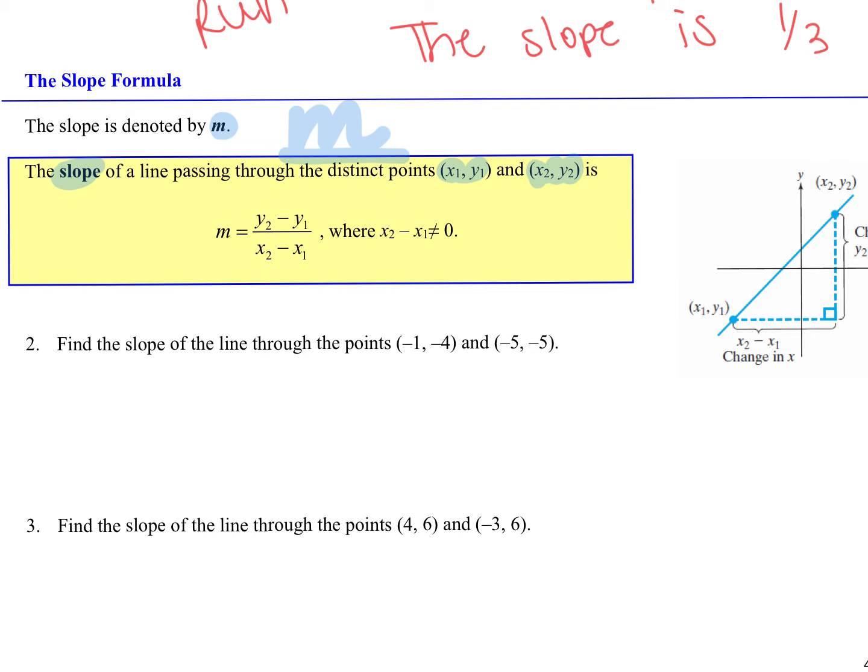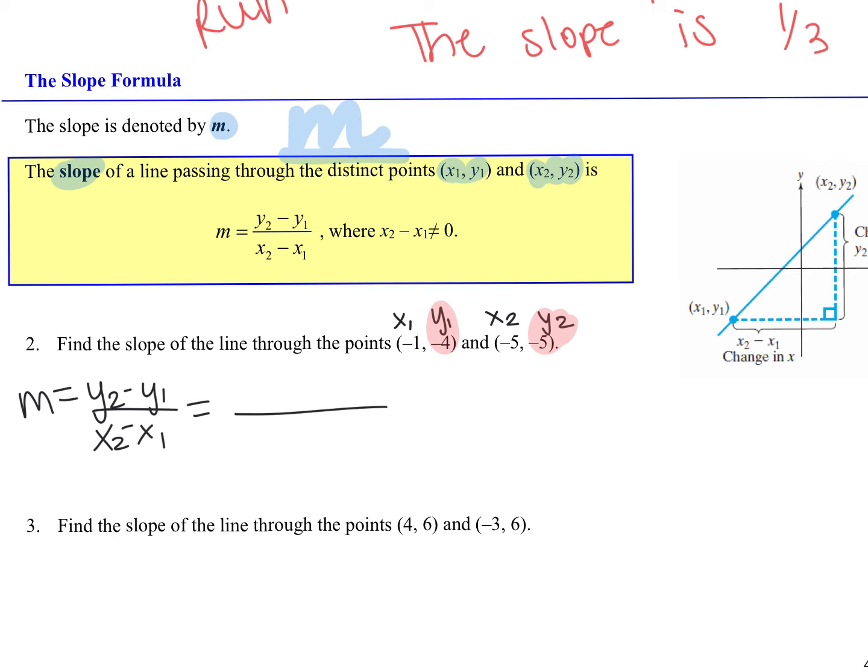So it says find the slope of the line through the points -1, -4, and -5, -5. So one thing I would have you do is label your first ordered pair x1, y1, and let's label the second ordered pair x2, y2. And then what we'll do is we're just going to use the formula and we're going to replace those values. So my y values are going to go in the numerator and my x values are going to go in the denominator.